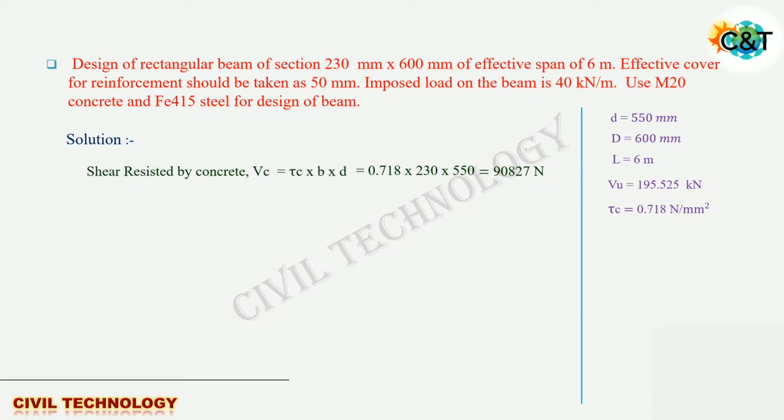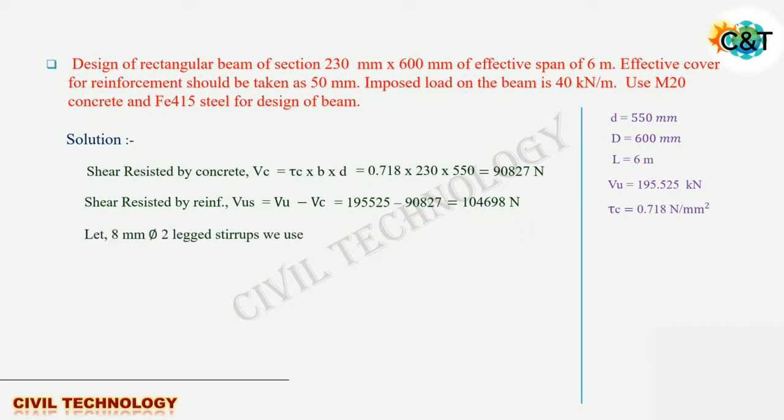Next, we have to calculate for how much shear force we have to design the additional shear. The shear resisted by reinforcement will be equal to the design shear force we calculated earlier, minus the shear resisted by the concrete. From that difference we get the shear resistance by the reinforcement. For that shear force we have to calculate the stirrups. We have both the values, so just put them down, and we will get the Vus value as you see on the screen.